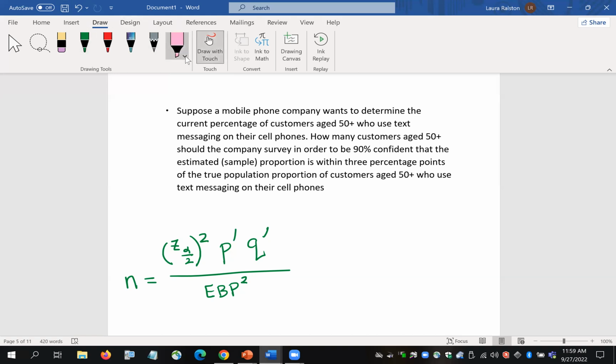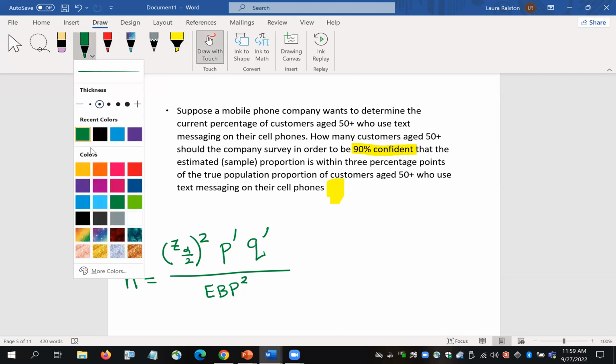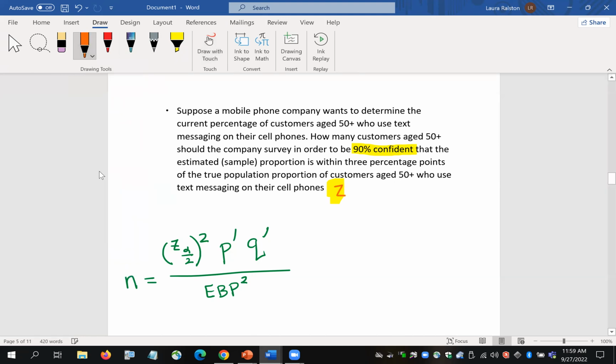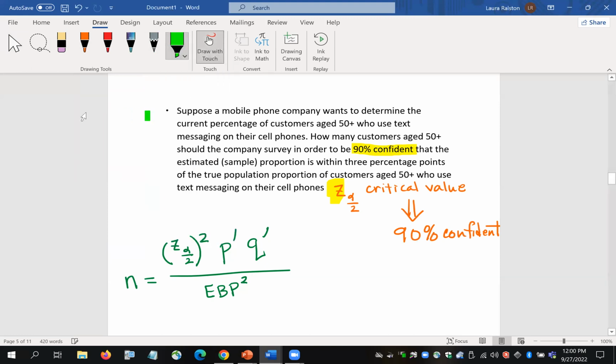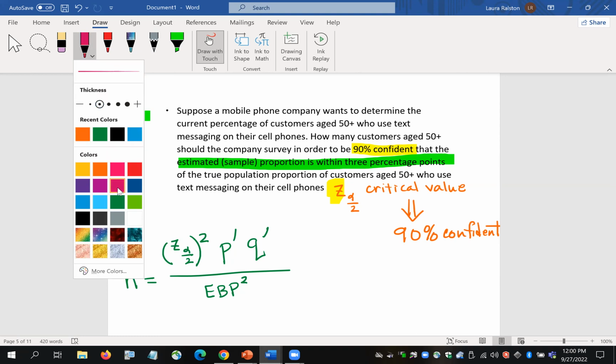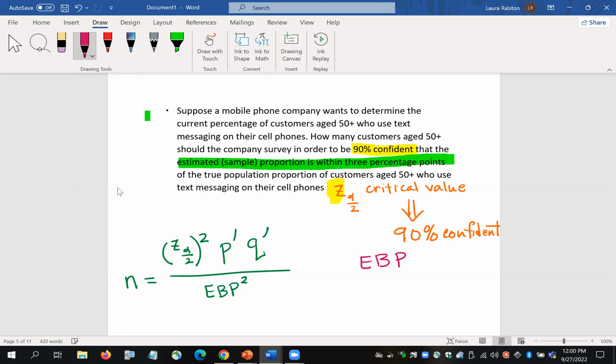Okay, so again, they tell me initially here in the problem that we're doing 90%. So I know that the Z alpha over 2, my critical value, corresponds to the confidence level because it tells me that in the problem. It also tells me in the problem that the estimated sample proportion is within 3 percentage points. That within 3 percentage points tells me my error bound proportion. So it's 3.